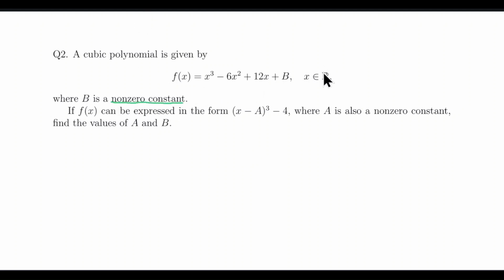The next question that we have is, there is a cubic polynomial where b is a non-zero constant, and this means that x is an element of R. It means that its domain can take any real value. Anyway, if f(x) can be expressed in this form, where a is also a non-zero constant, then what is the value of a and b?